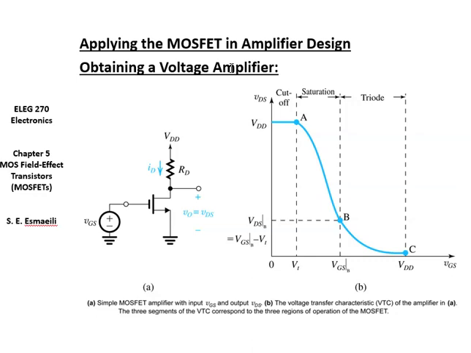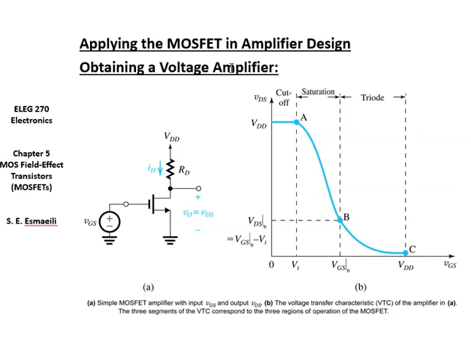Today I'm going to tell you about applying the MOSFET in amplifier design. If you remember, in the beginning, when we started to talk about transistors, we talked about the BJT, then we learned how to analyze the BJT in DC, and then we learned the amplifier application of the BJT. And now we're doing the same thing for the MOSFET.